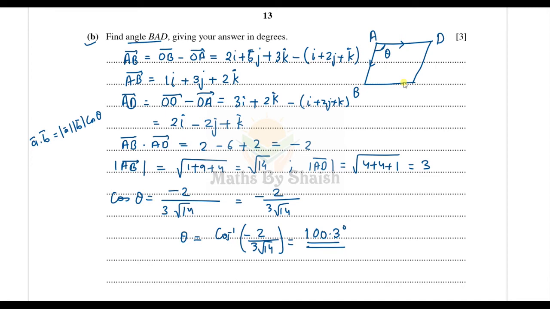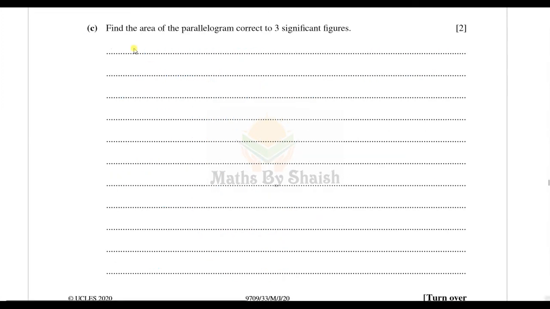This is the angle between AB and AD, that is angle BAD is equal to 103 degrees. I hope it is clear.